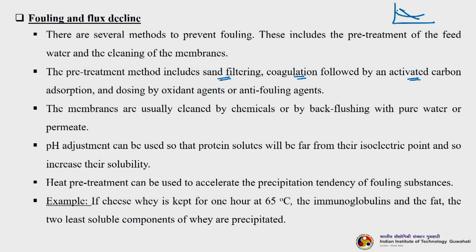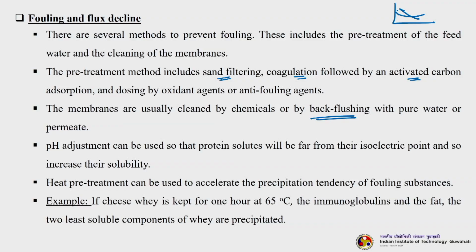The membranes are usually cleaned by chemicals or by backflushing with pure water and permeate. Once the process is over, you need to clean the membrane. As we have discussed, if you are treating proteins and all, then every 24 hours there should be a backflushing or cleaning cycle. pH adjustment can be used so that protein solutes will be far from their isoelectric point and so increase their solubility. Or heat pretreatment can be used to accelerate the precipitation tendency of fouling substances in certain cases.